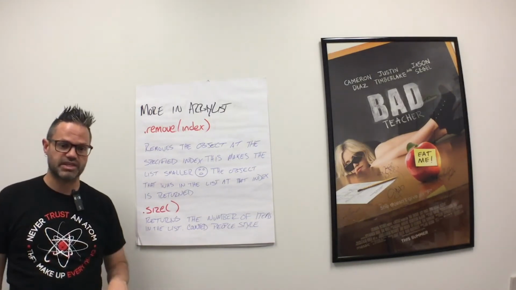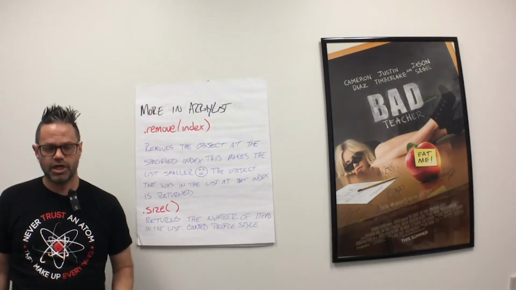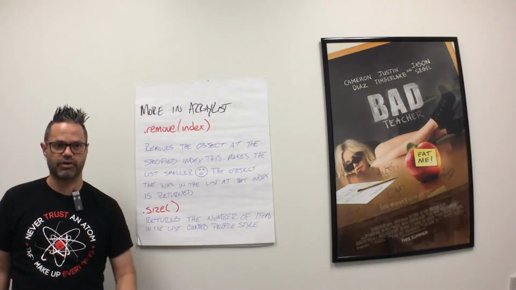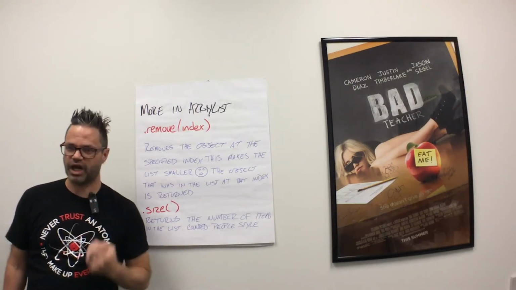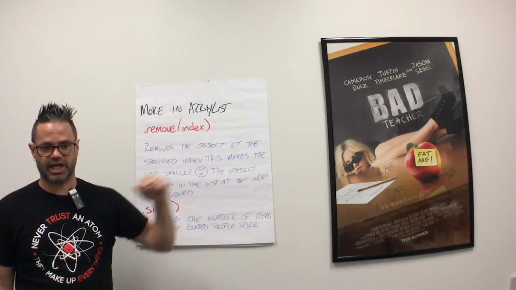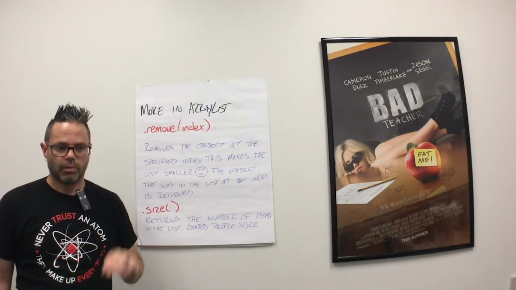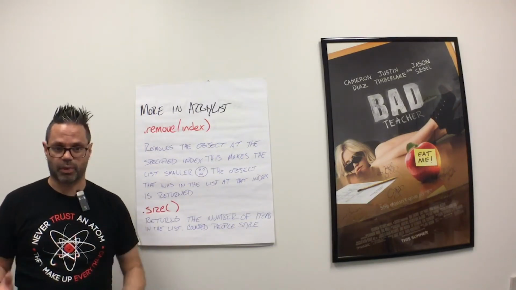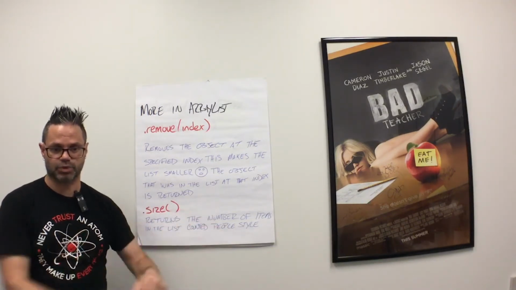And remember that size gives us the number in human terms. So if there's nothing in the list, it returns 0. If there's one thing in the list, it returns 1. This is not index-based like we were talking about for the remove, the get, the set, or add index. Rather, it returns how many things are in there. We're using human counting styles, not indices, which start at 0.